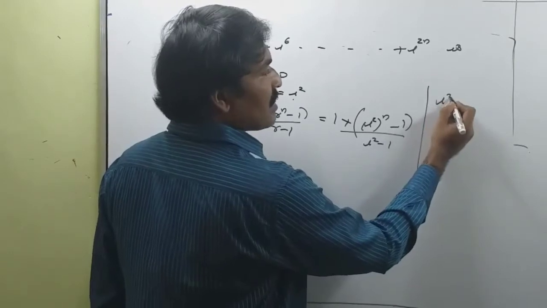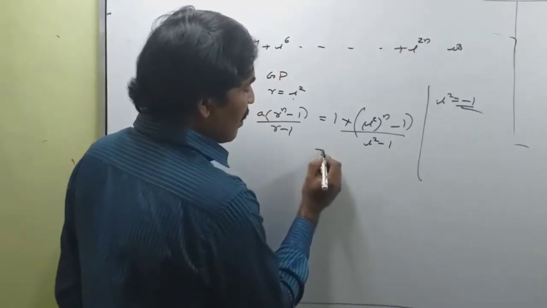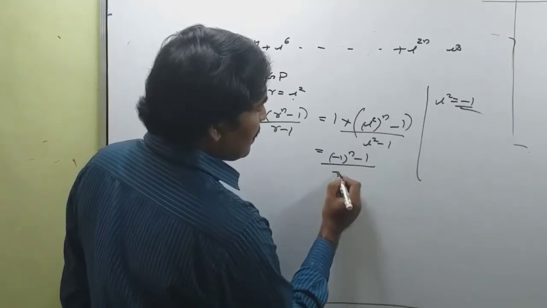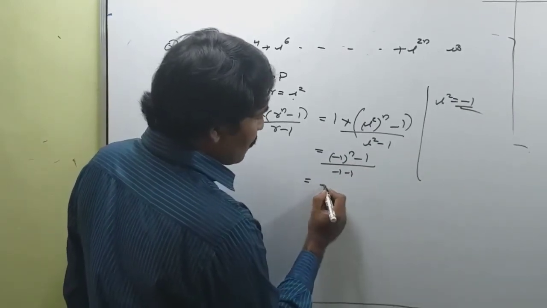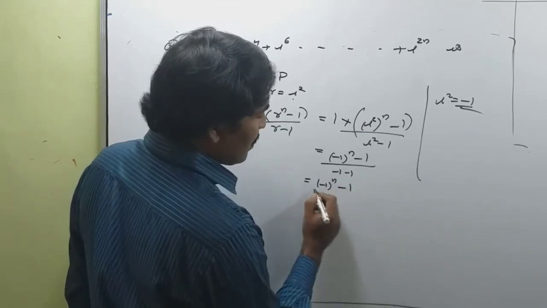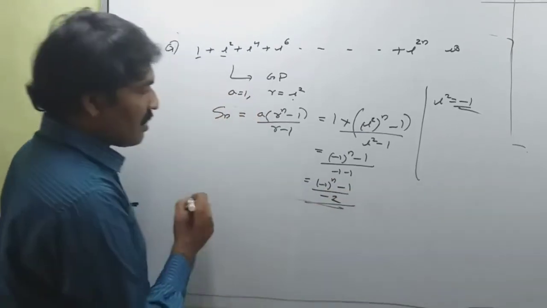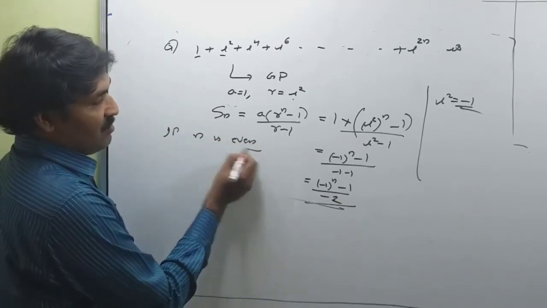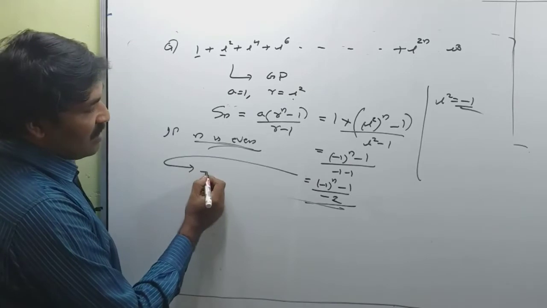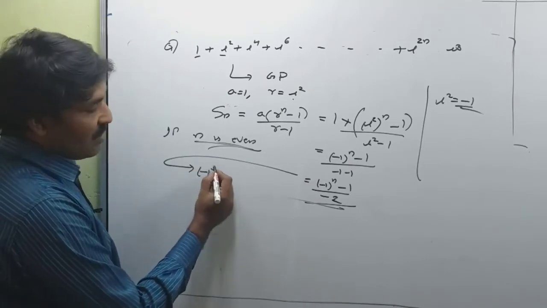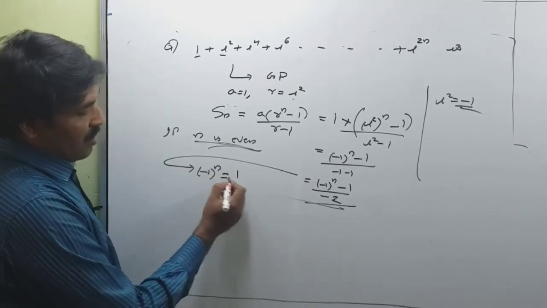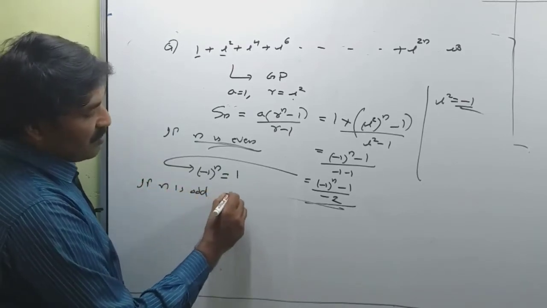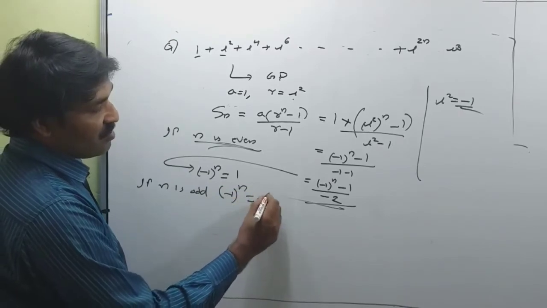But i square is equal to minus 1. So we can write this as minus 1 raised to n minus 1 by minus 1 minus 1. So that is equal to minus 1 raised to n minus 1 divided by minus 2. If n is even, then minus 1 raised to n is equal to 1. If n is odd, then minus 1 raised to n is equal to minus 1.